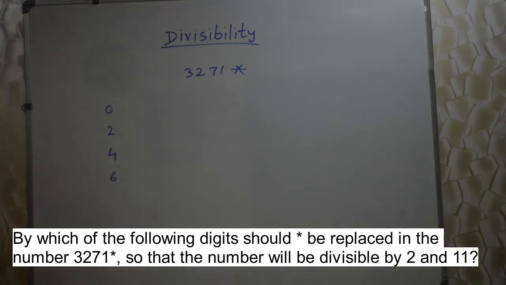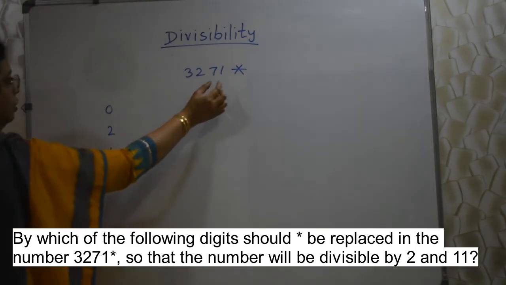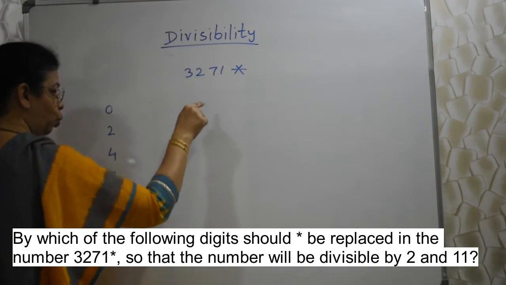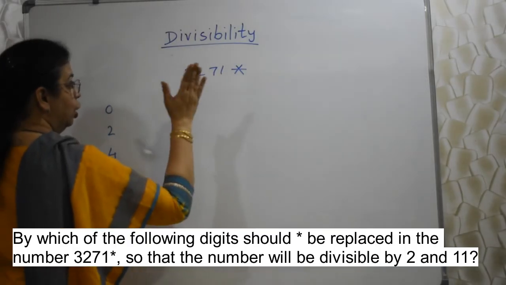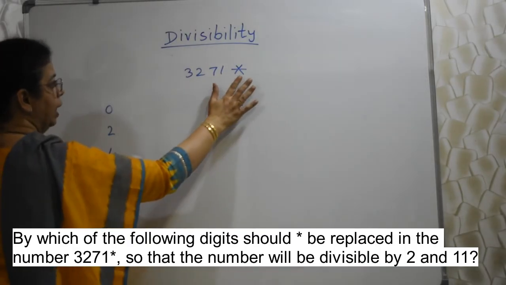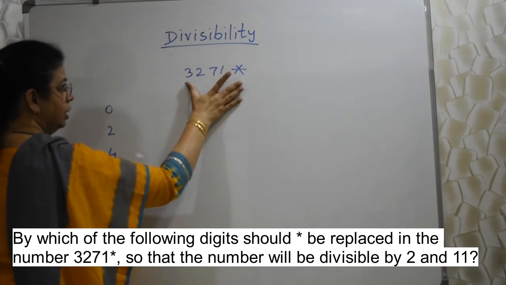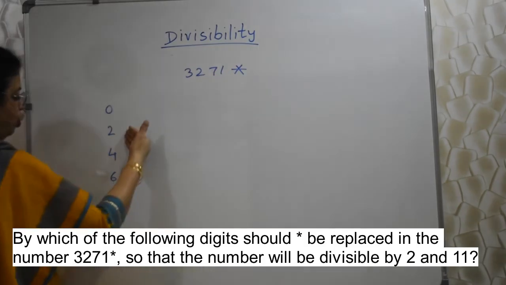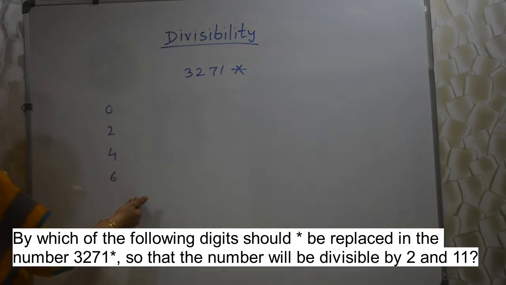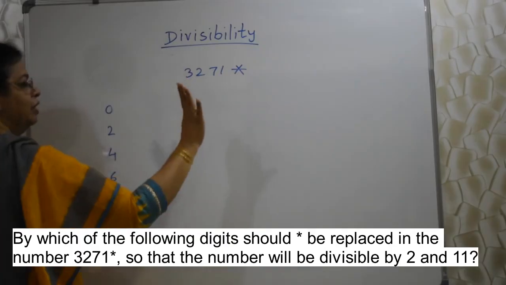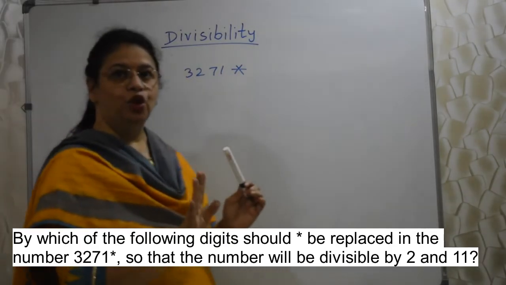See students, here they want us to put some digit here so that the entire number is divisible by 2 as well as 11. 2 ki divisibility is very simple. The last digit has to be 0, 2, 4, 6, 8. Means in short this number should be an even number. Fortunately all the options given are even numbers. So isme se kaun sa bhi idhar aayega to it will be divisible by 2, right? So our job is half done.